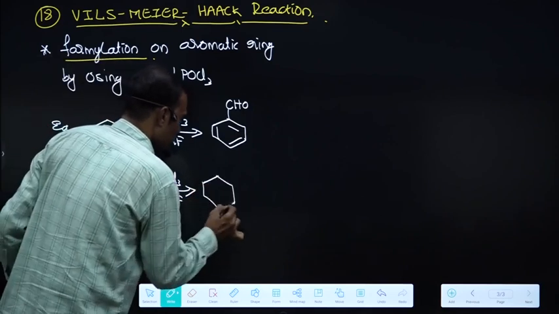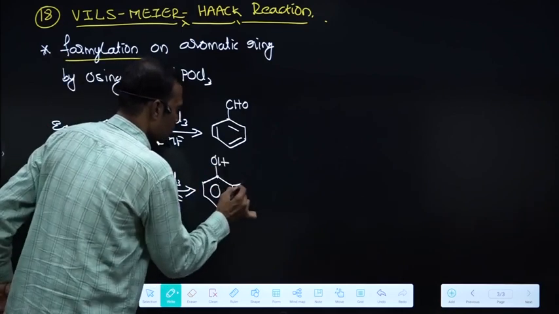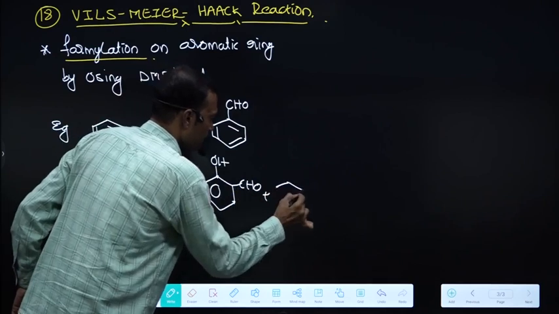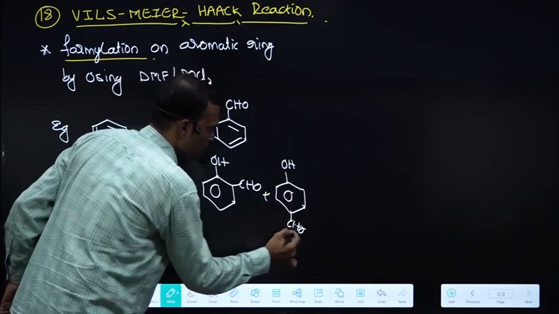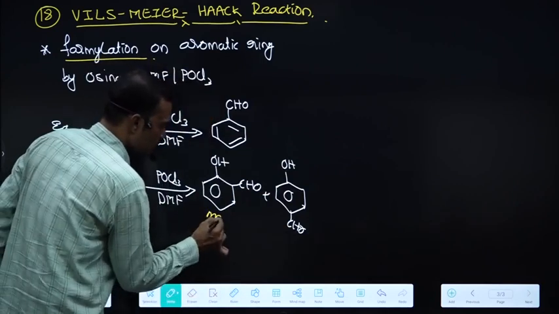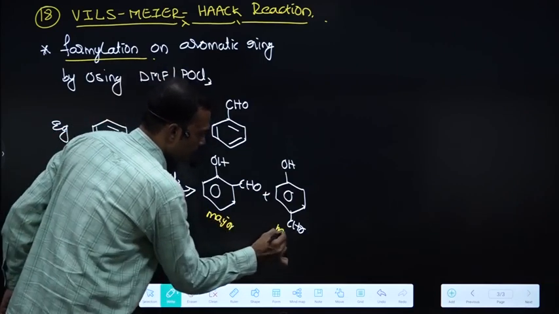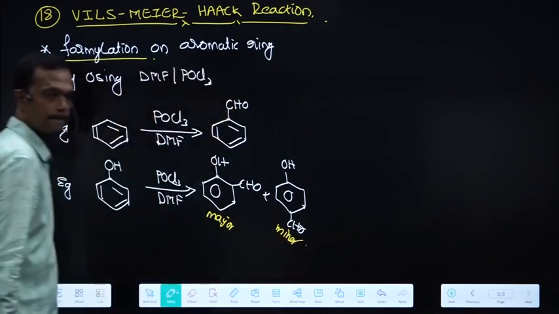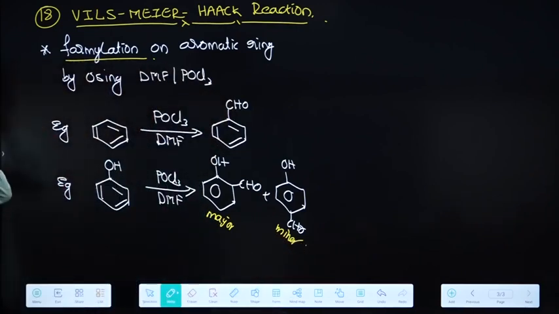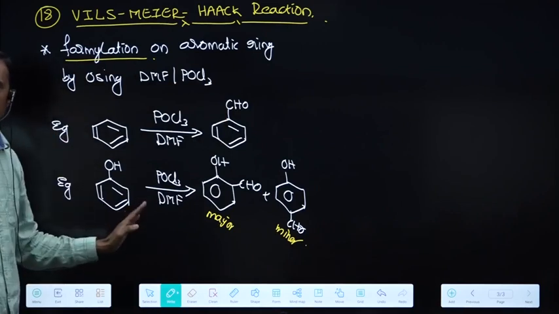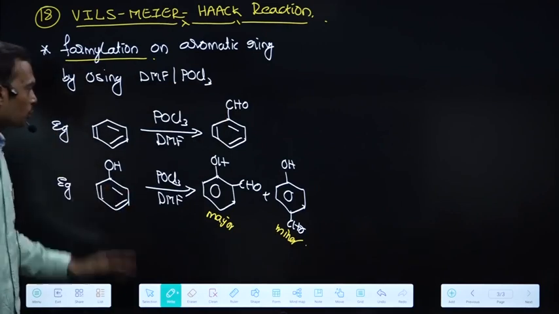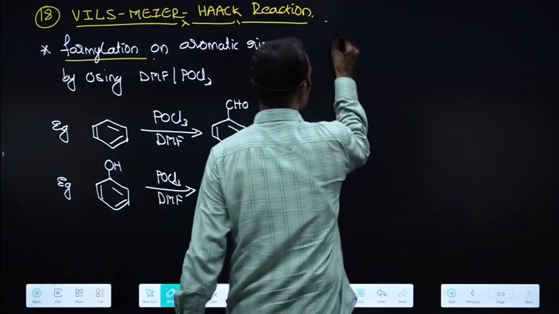In this case also ortho is predominant. Here it is OH, ortho is major, para is minor. This is OH and this is CHO. So always ortho is major in this reaction and minor in case of para. In the Reimer-Tiemann reaction there is a requirement of acidic hydrogen, but there is no requirement of acidic hydrogen here. Donating and withdrawing groups can all participate in this reaction.